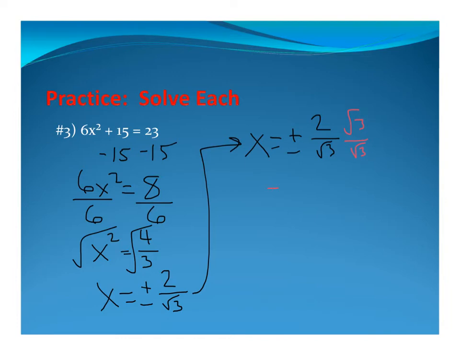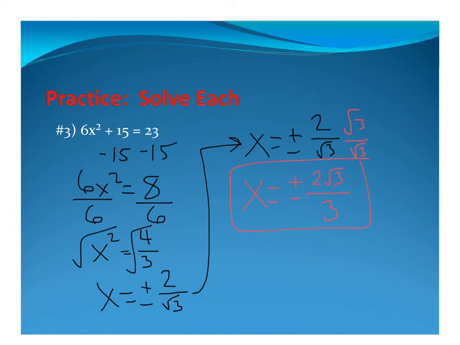However, it is going to change how it looks. So I'm going to be left with plus or minus 2 root 3 over, what's the square root of 3 times the square root of 3? That's the square root of 9. The square root of 9 is 3. So I'm left with my answer, x equals plus or minus 2 root 3 over 3. And we're done with that one.